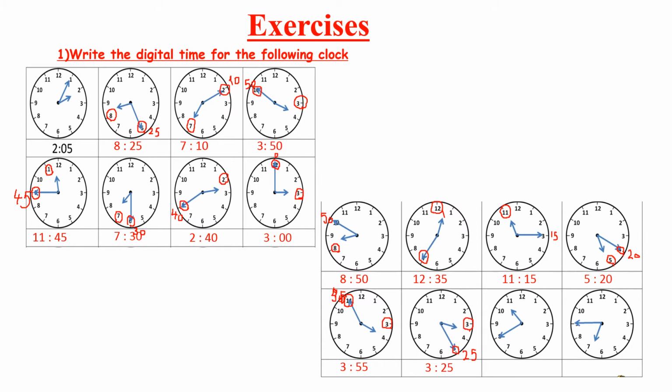Here it's between 10 and 11, so you have to take the smaller number. The smaller here is 10, and when the minute hand is at 8, it's 40 minutes, so the time will be 10 and 40 minutes. Here it's between 6 and 7, so you're gonna take the smaller, it's 6, and the big here at 9. When it's at 9, it's 45 minutes, so the time will be 6 and 45 minutes.